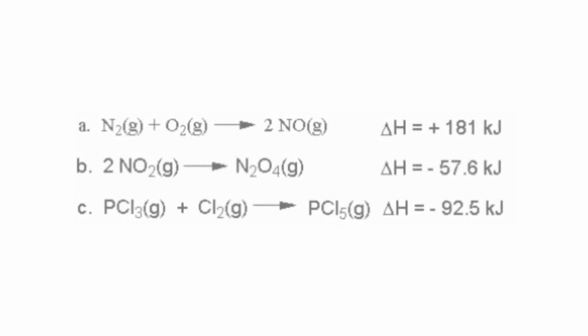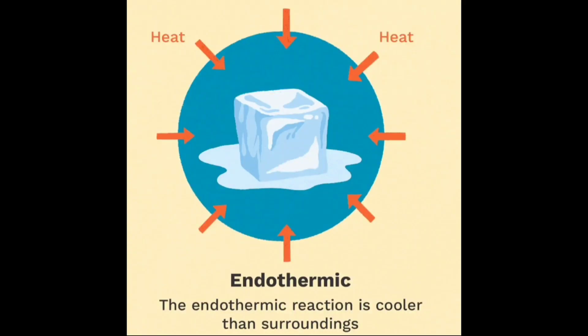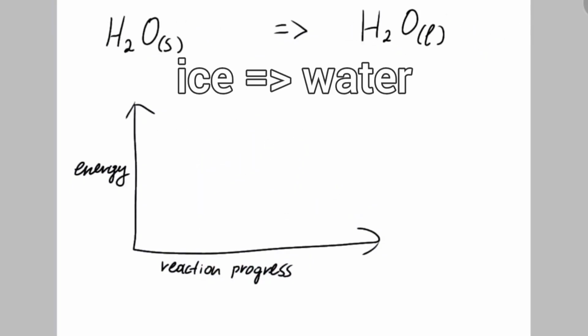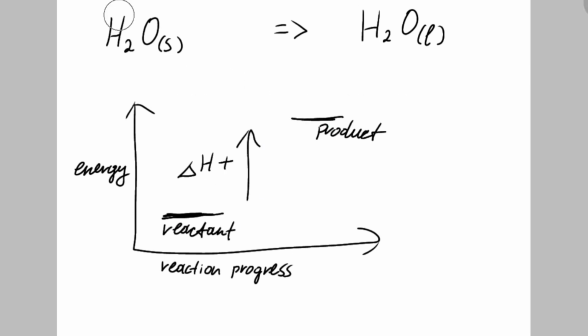To determine whether a reaction is exothermic or endothermic, we need to look at the sign of enthalpy change. So now we know that if the enthalpy change sign is negative, then it is an exothermic reaction. During an endothermic reaction, heat is absorbed from the surroundings, so the surroundings get cooler. For example, melting. It is a change of state, and the enthalpy change here is positive, which means that the reactants have more stable bonds than the products.